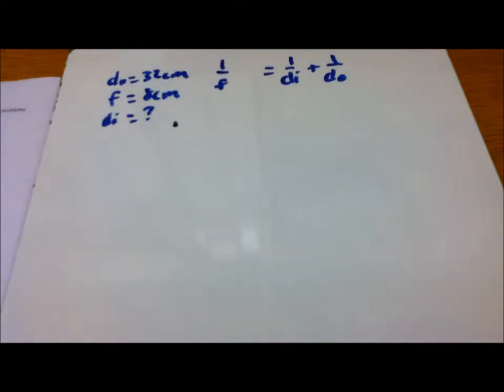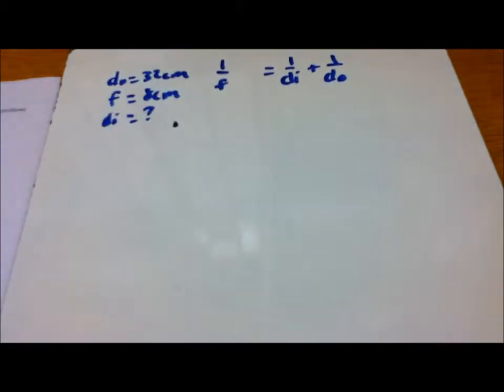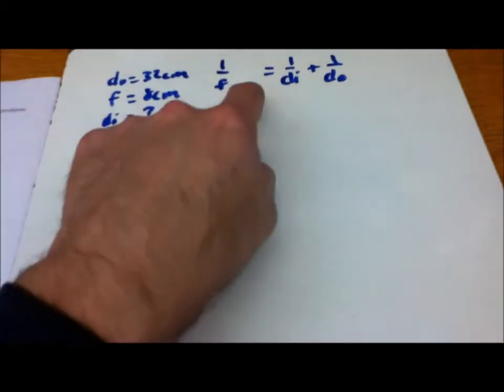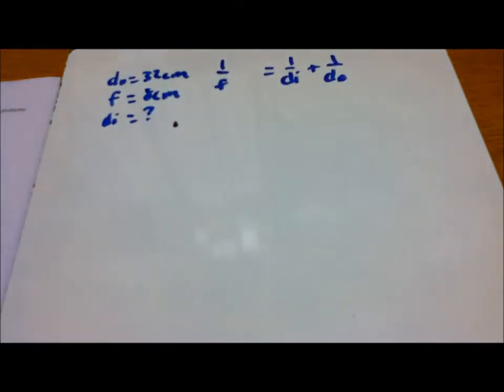Well, we have a converging lens, so when we have that, then the focal point is given a positive value. We're also told that the distance of the object is 32 centimeters, and we need to find di. So we have our lens equation here: 1 over f equals 1 over di plus 1 over do. So we need to rearrange this to isolate di.